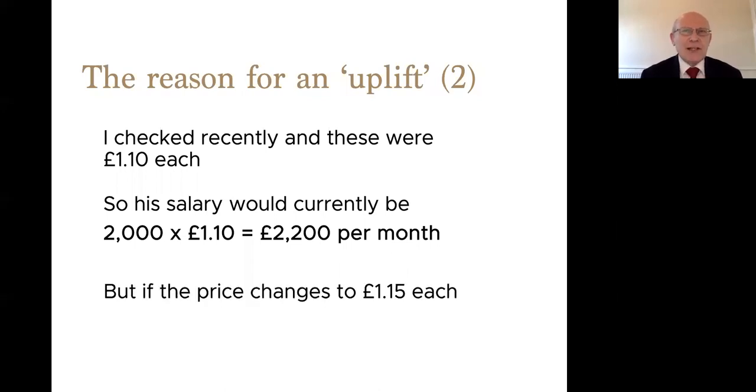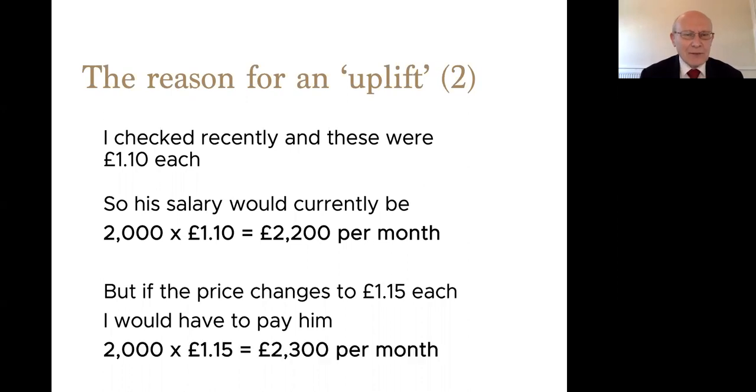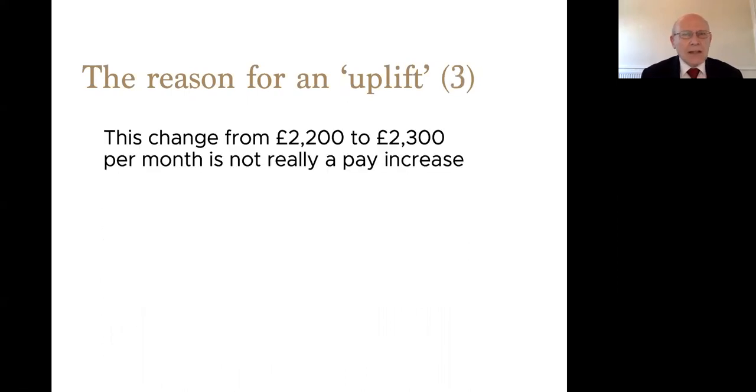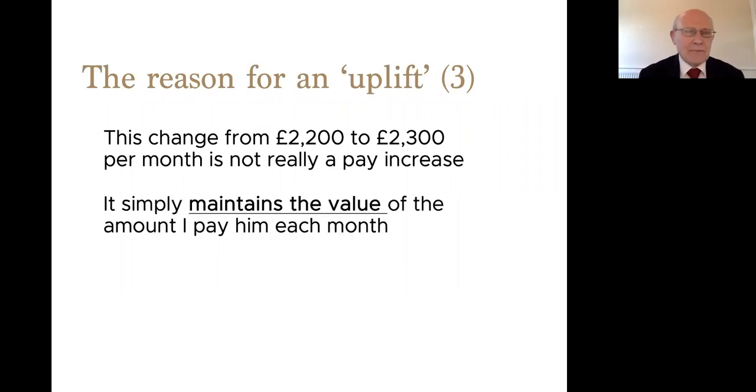But what if the price changes to £1.15? Well, if I'm going to continue to maintain the value of what I'm paying him in terms of Tesco 800-gram wholemeal sliced loaves, then if they're now £1.15, I would have to pay him 2,000 times £1.15. That's £2,300 per month. So that change from £2,200 a month to £2,300 a month is not really a pay increase, is it? Because I'm just maintaining the value of the amount that I pay him.